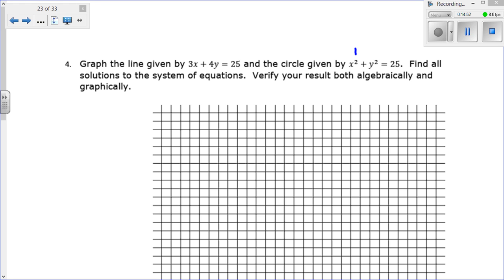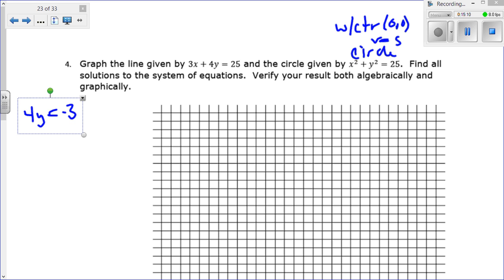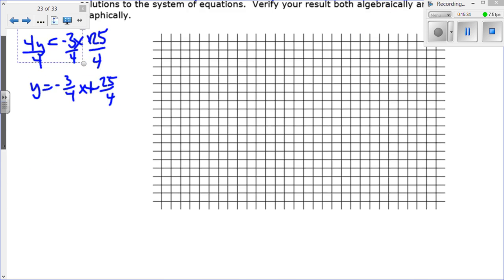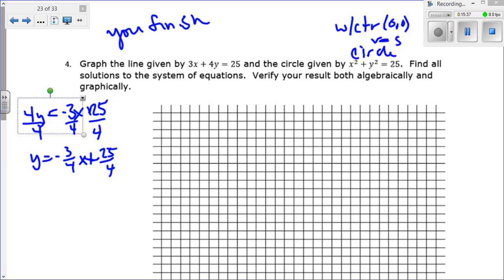This will be a circle with the center at 0, 0 and your radius of 5. And then we can get 4y equals -3x plus 25 divided by 4. So y equals negative 3/4 x plus 25/4. And try to graph that, so you finish. There's lots of room down below. You need to do it graphically and algebraically.